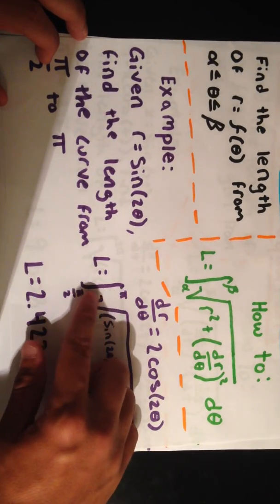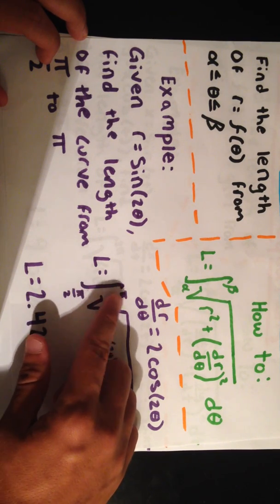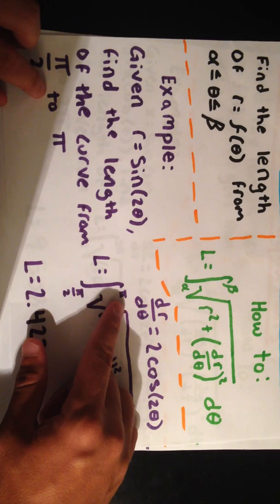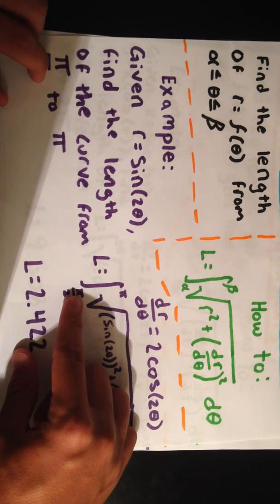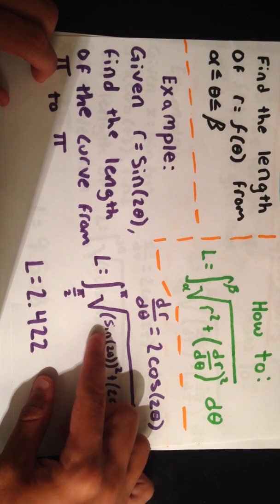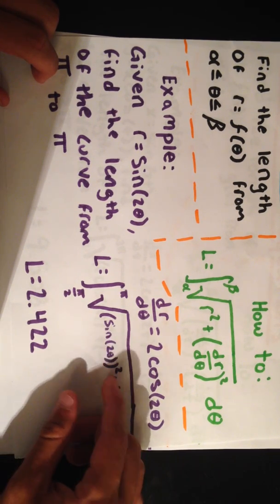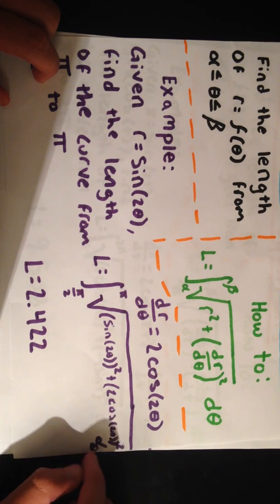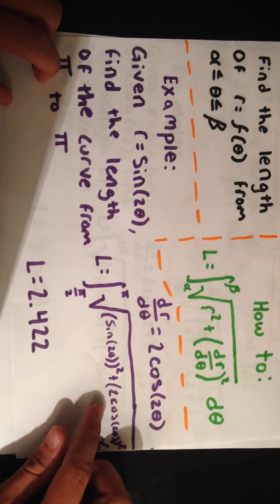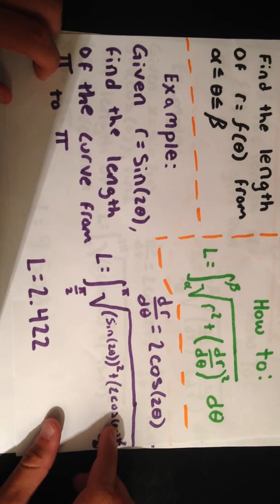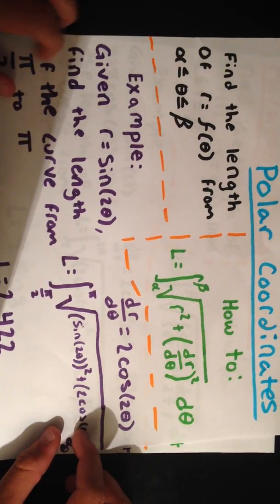So the length equals the integral bounded by π to 2π, the bigger one on top as β, the smaller one on the bottom as α, of the square root of r, which would be sin 2θ, squared, plus the derivative 2 cos 2θ squared, dθ. You plug it into your calculator, you'll see the length equals 2.422. And that's how you do polar coordinates.